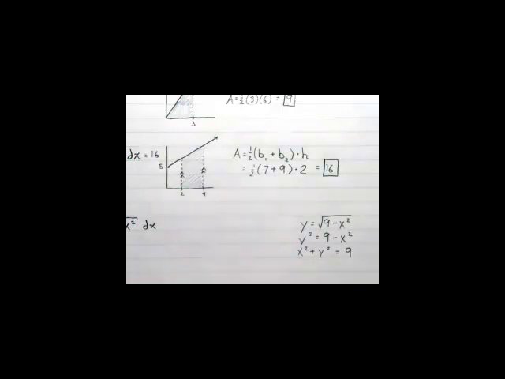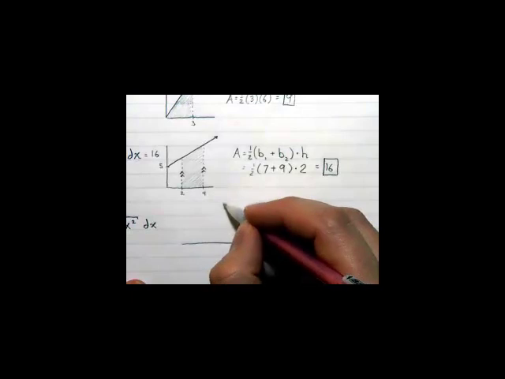So we've got a circle. What's the radius of that circle? 3. Whatever this is, the square root of that is the radius. So we've got a circle centered at the origin with a radius of 3.